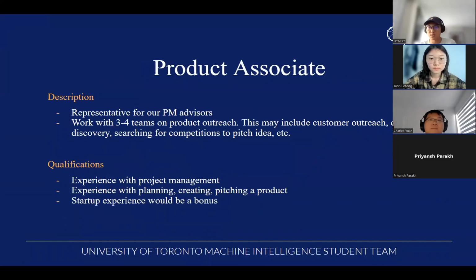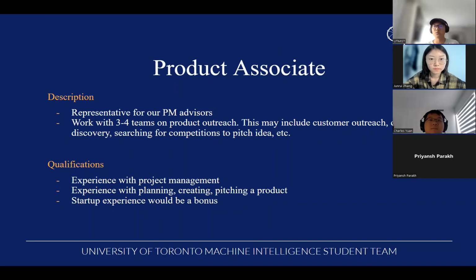This is more of an experimental position this year, and you will be the representative for our project management advisors, such as StoryJ from AltaML. Your main responsibility this year is to work with 3 to 4 teams on product outreach. That means this may include consumer outreach, consumer discovery, or perhaps even searching for competitions or investors to pitch the project ideas to them.